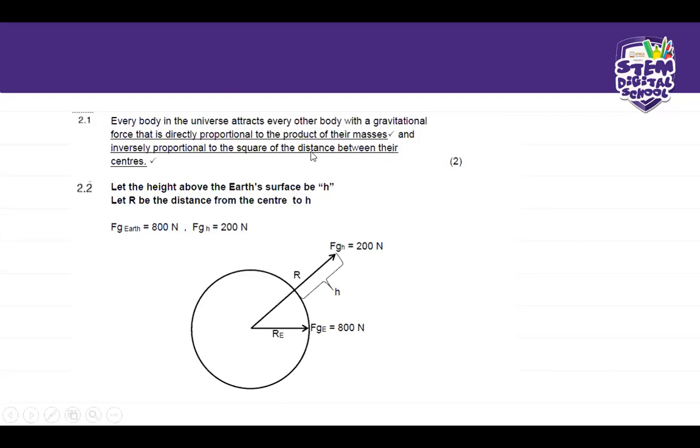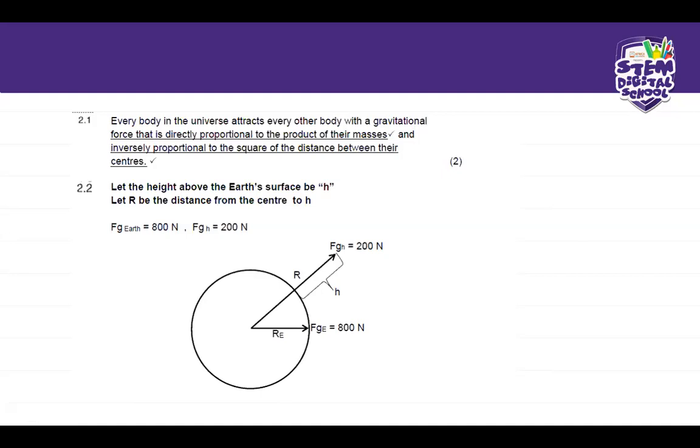So remember this formula, guys. F is equal to G m1 times m2 divided by d squared. Remember, we said it's very similar to Coulomb's law, but in this case it uses masses, while that one uses the size of the charges.